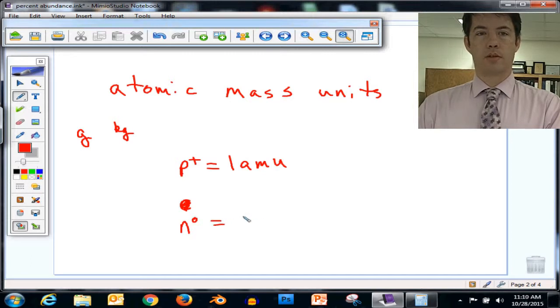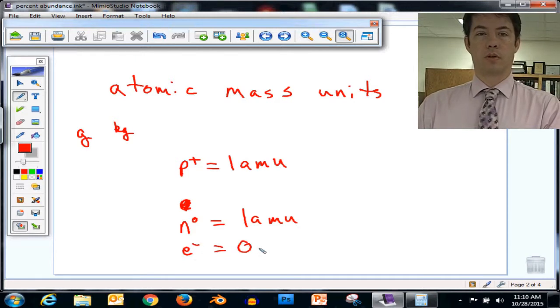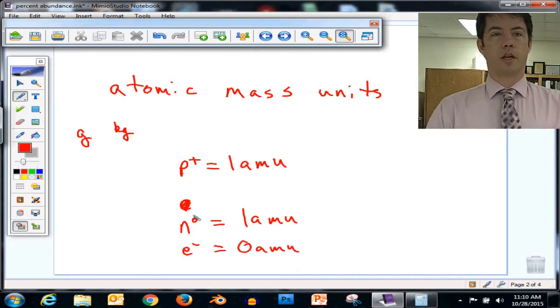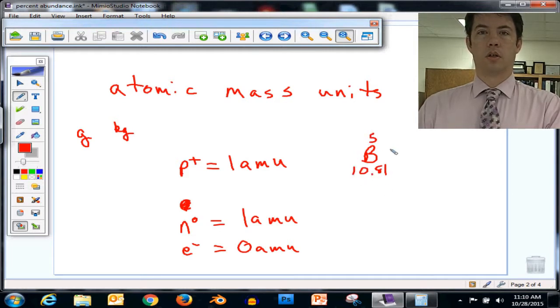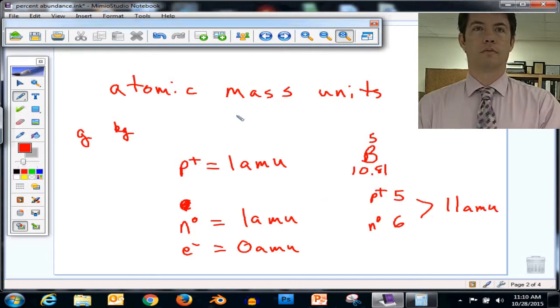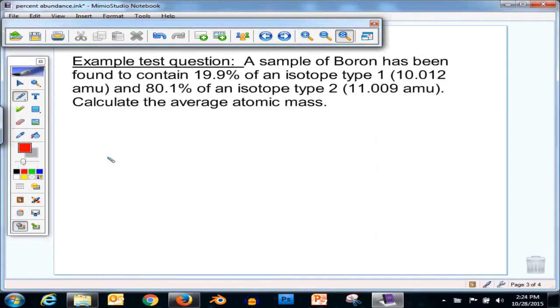Neutrons have a mass of 1 AMU. Electrons have a mass of 0 AMU. So basically how many protons and neutrons we have would tell us the AMU. If we look at boron, 5 and 10.81, how many protons does it have? It has 5. How many neutrons? It has 6, for a total of 11. If we add those together, we get the mass, and the unit is AMU. We hadn't really talked about this, so you need to know that before we do this next part. Let's take a look at how this works as a problem.